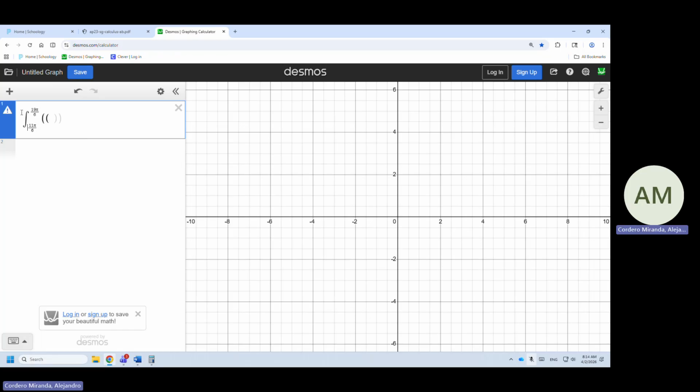Oh wait. 1/2 times (3 plus 2 sine theta) minus 2 squared, dθ. It's 24 point something. What did I get for my answer? 24 point something. Yeah, okay, that's nice.